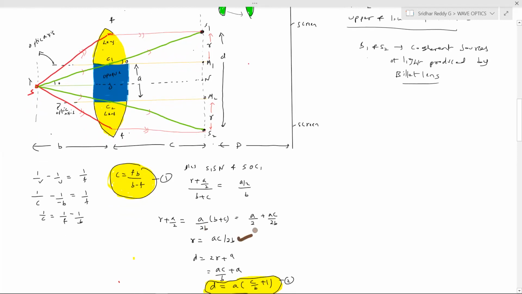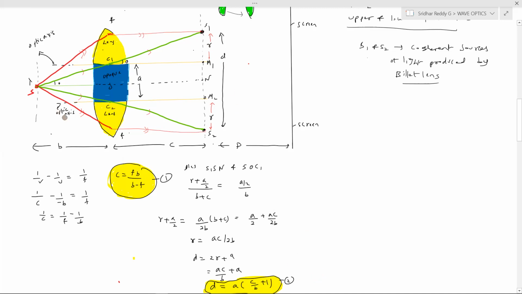Okay, fine. Just the ray diagram is very important once you can get it that well. So now what is this distance? D is equal to R plus A plus R, so it should be 2R plus A. R is equal to AC by 2B, so 2R should be equal to AC by B. So finally, the distance D is equal to A times (C by B plus 1).